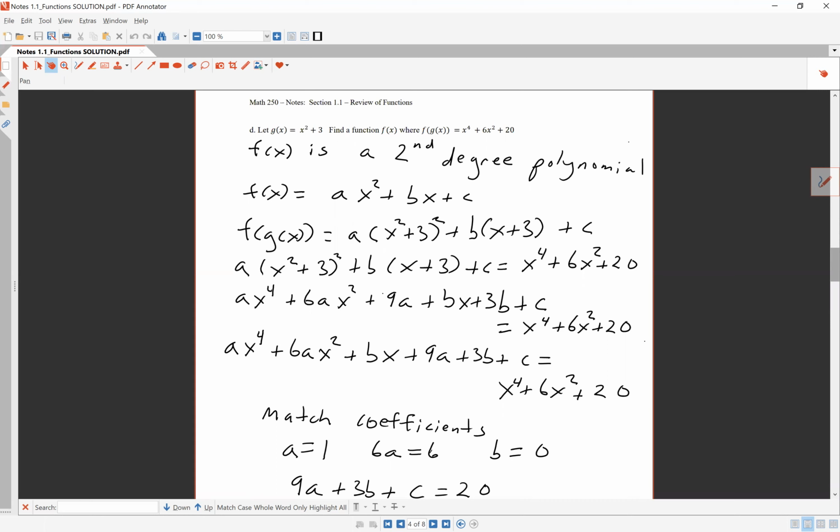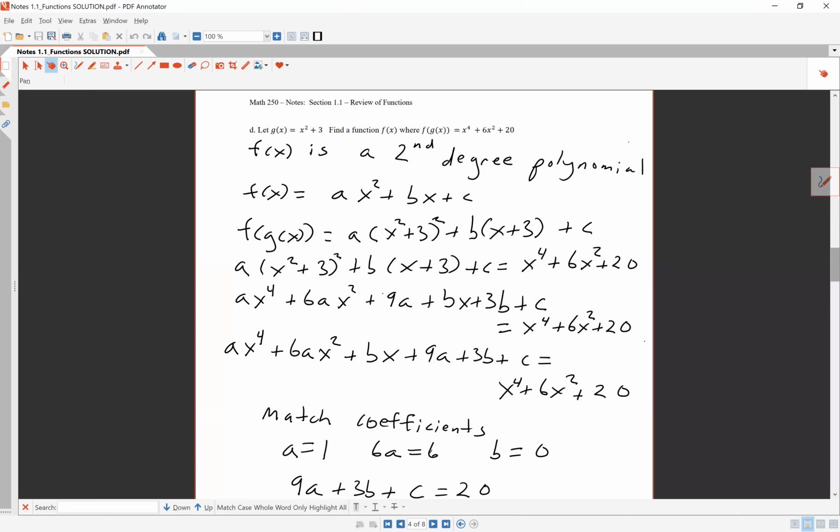In this case, we're starting with x squared, and somehow we end up with x to the 4th. That means we must be squaring g of x, right? x squared squared is x to the 4th. So we'll assume that f of x is a second degree polynomial, which means it can be written in the form ax squared plus bx plus c. Now our goal is to find a, b, and c.